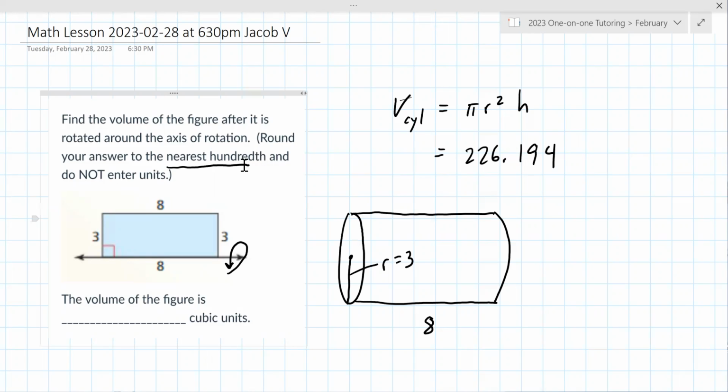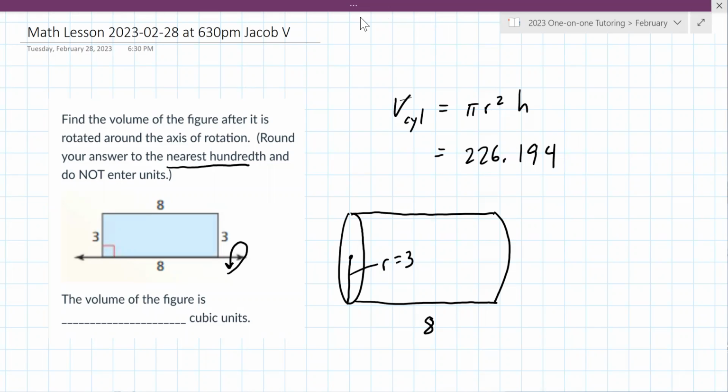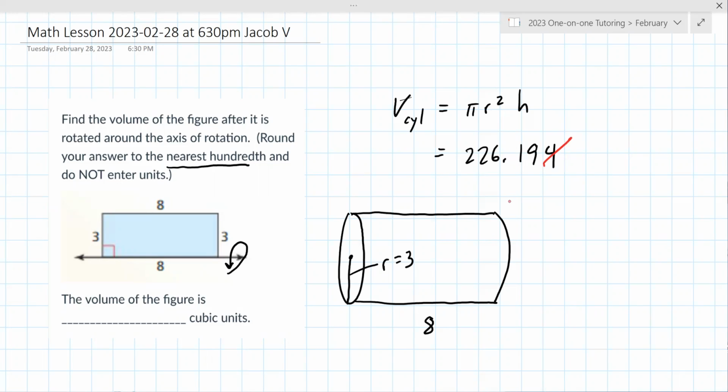Now in this case, because it's nearest 100, that's 2 digits. So 1 and 9, this 4 drops out. So it's 226 right here. What are the units of this? Well, it gives you right there, cubic units.